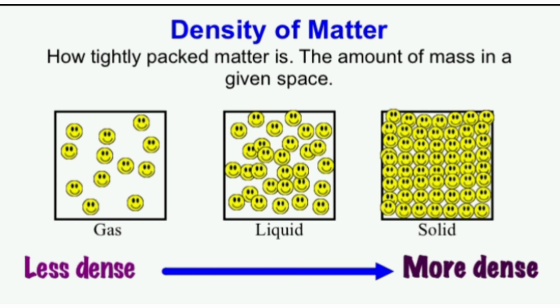So, when we compare the densities of states of matter, solids are denser than liquids, and gases are the least dense.